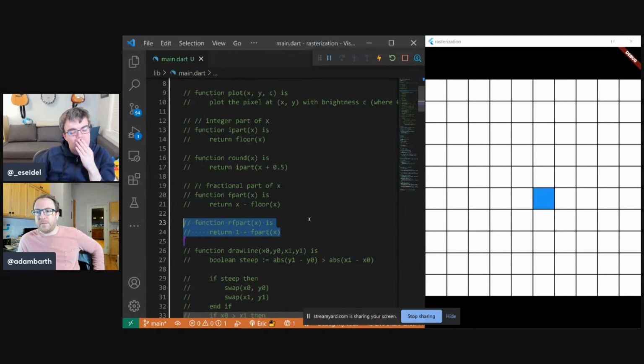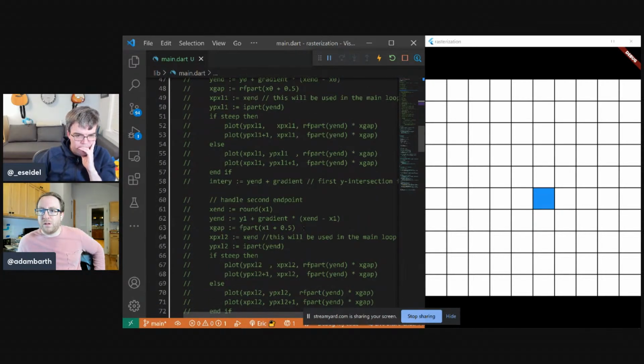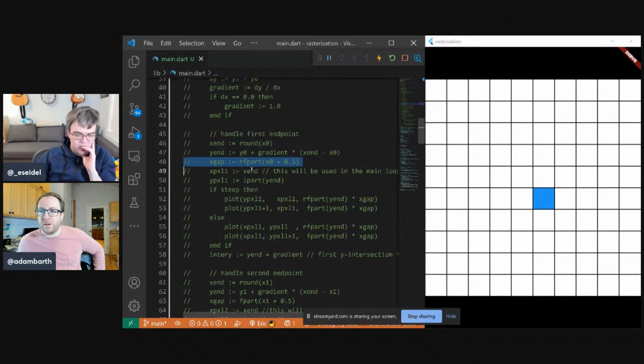Oh. I had expected this to be the 1. I mean, yeah. Okay. I don't know what that's used for, but sure. Okay. Where are we? Right here. That's the gap. Handle the first endpoint. Okay. So we're just going to hold on to that. This is where, what the hell is that doing? I part, I think, for 1.2 would be 1, the integer part.